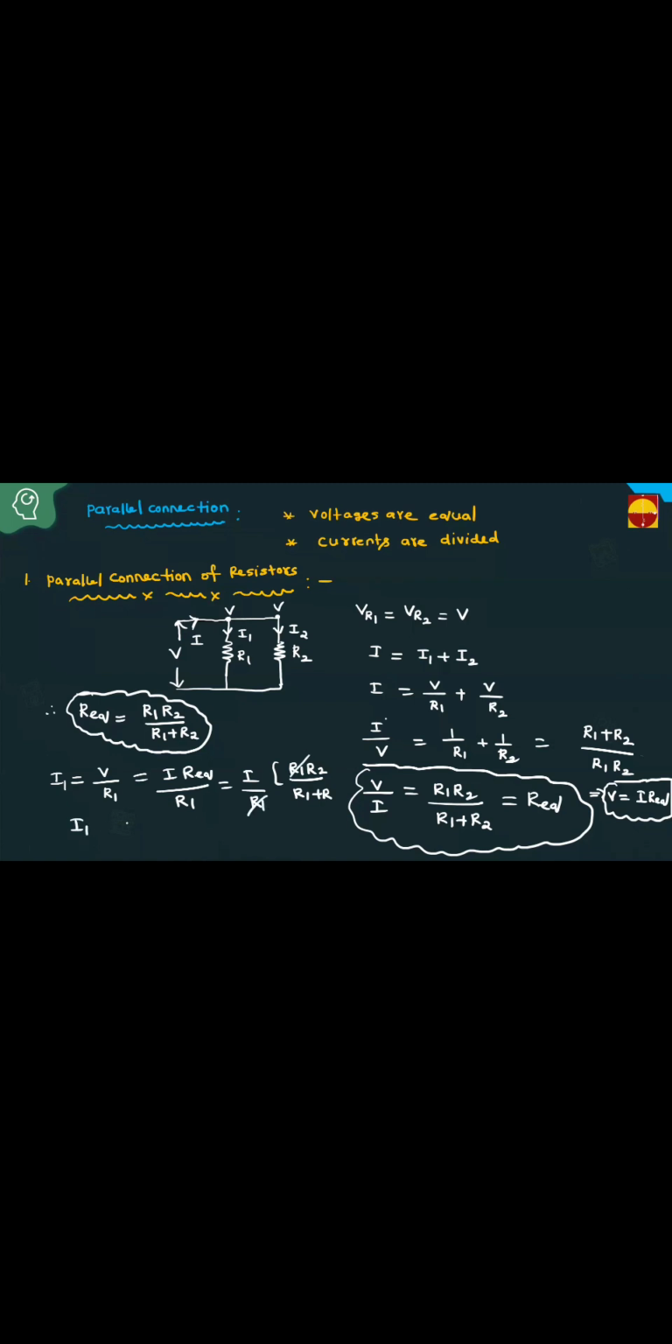What is I1 equal to? V into R2 by R1. I told already, the parallel connection of resistors is similar to the series connection of capacitors. I equal to V into R2 by R1 plus R. That is, if you have to calculate the current through this R1, take this resistance.